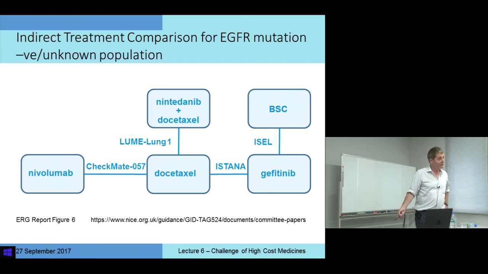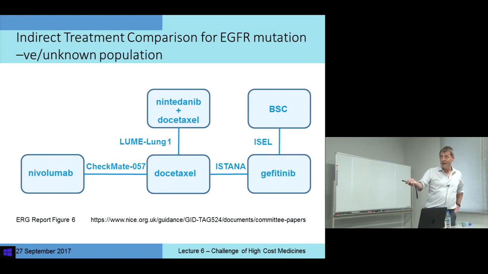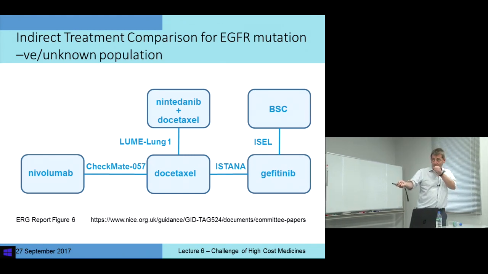Now that sounds so straightforward, but that will only work well if the patients in the docetaxel arm of CheckMate 57 are similar to the patients in the docetaxel arm of this thing called LUME-Lung 1, another trial. And frequently, they aren't similar. And so it's a real challenge.